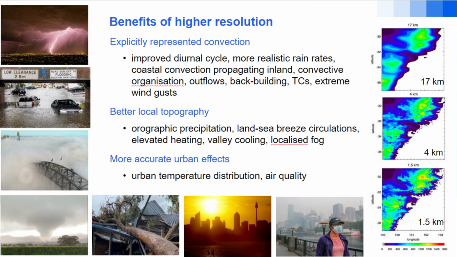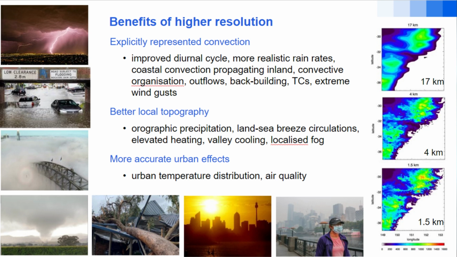So when we run the model at high resolution, it's computationally really expensive. So why do we do this? It's really because we see lots of benefits when we push the model to higher kilometre scale resolution. And those benefits come about really due to three main things. So the first is the explicit representation of convection.